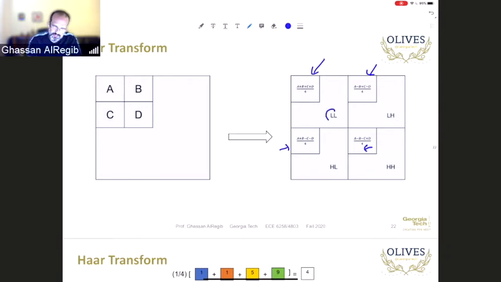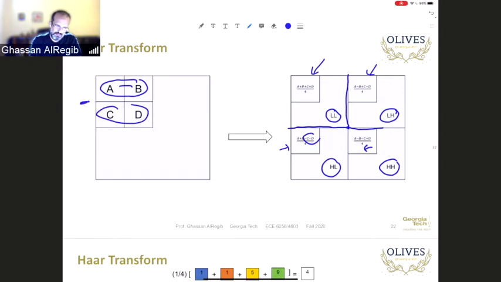This is LL, meaning low. This approximation here is low in both directions, meaning low frequency in both directions. Here I'm looking low in one direction and high in the other direction. This one is high in one direction and low in the other direction. And here is high frequency content in both directions. You can see I'm adding A plus B and then subtracting C and D, so I'm looking at the difference between the sum of A and B and the sum of C and D.